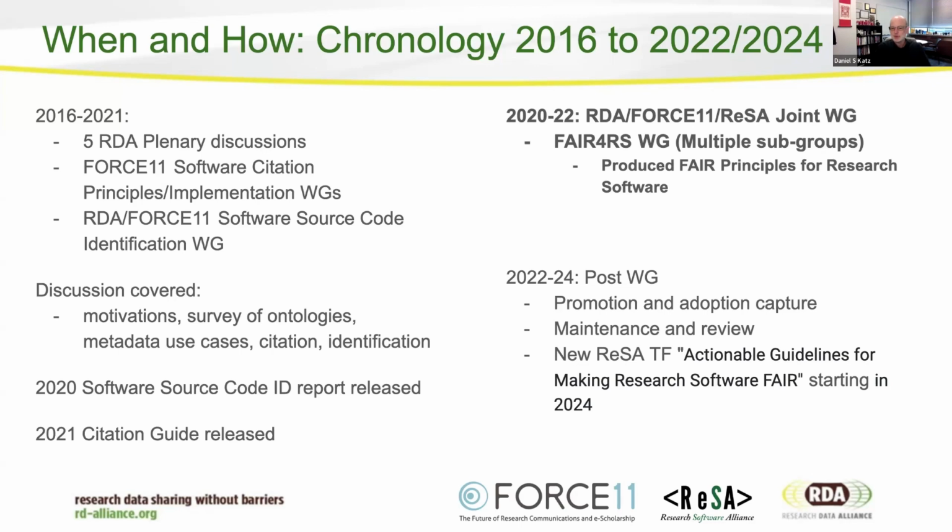We are doing a 2-year review to see how things work. As Moran said, the principles are just principles, but they're not actually guidelines or tools. So we just wanted to mention there is also a RSA task force that's starting now called Actionable Guidelines for Making Research Software FAIR. The intent of this new task force is to turn these principles into guidelines and to actually build tooling as well and make that tooling available. If you're interested, you can go to the Research Software Alliance webpage, go under task forces, and see how to get involved.